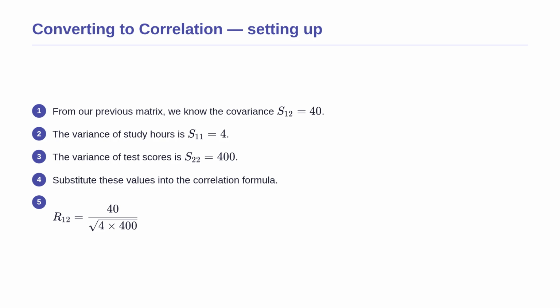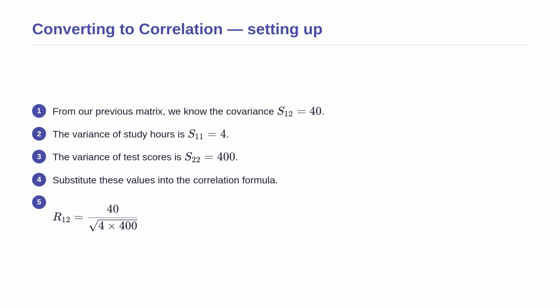Let us apply this formula to the sample covariance matrix we just calculated and find the exact correlation between study hours and test scores. We know the covariance is 40, but it is hard to tell if 40 represents a strong or weak relationship just by looking at it. Our strategy is to use the correlation formula. We will take the covariance from the off-diagonal of our matrix and divide it by the square root of the product of the two individual variances from the main diagonal.